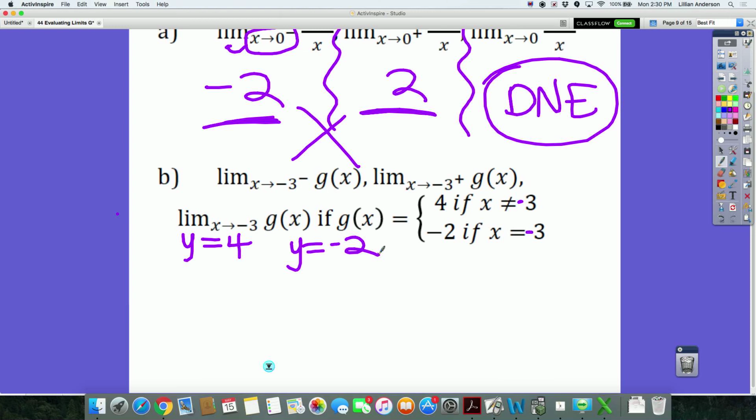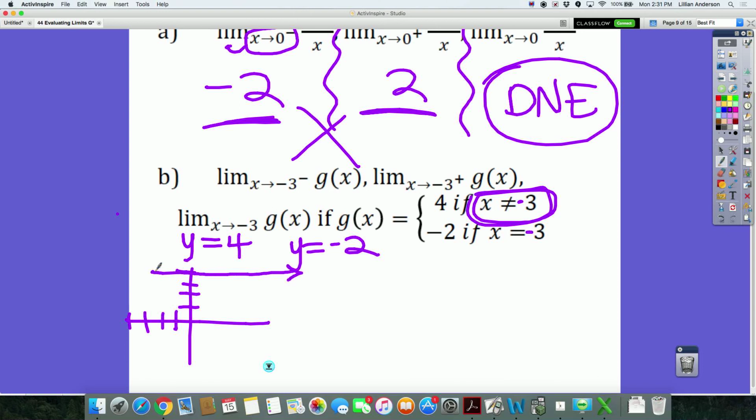What types of lines do these look like? Horizontal lines. Y equals 4 is basically a horizontal line that crosses the y-axis at 4, and then y equals -2 is a horizontal line that crosses the y-axis at -2. Now, more specifically, we have to look here. We are going to graph y equals 4 for everything but -3. So when we're graphing this horizontal line that crosses the y-axis at 4, everything but -3 is going to be included.